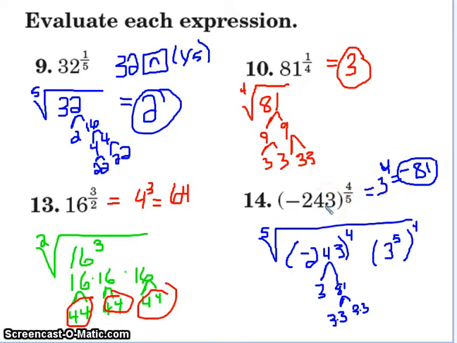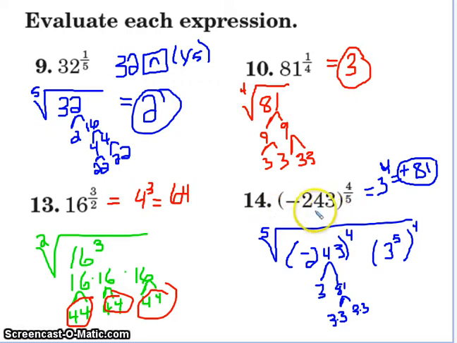Well, the root would be negative 3, but then when you raise it to the 4th, it becomes positive 81. Take a second and put this in your calculator. I don't have a graphing calculator at home, so hopefully I'm right.